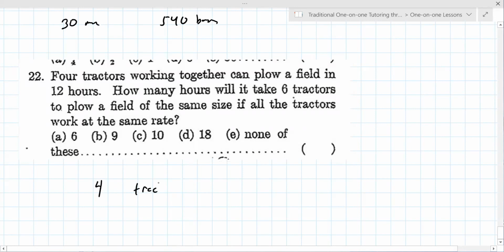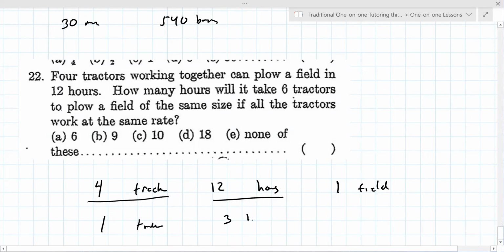4 tractors, 12 hours, and 1 field. So if we divide by 4, 1 tractor in 3 hours can do 1/4 of a field. All right. 1 tractor, 3 hours, 1/4 of a field. But we have 6.